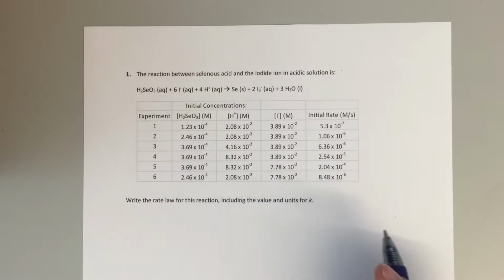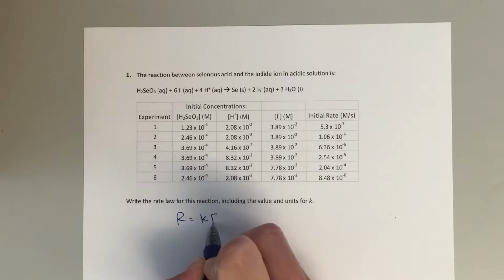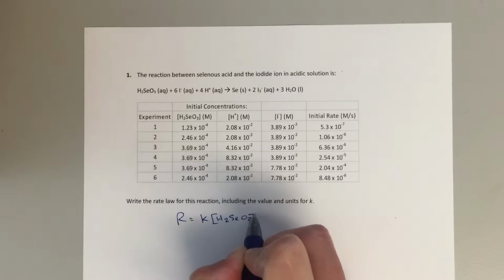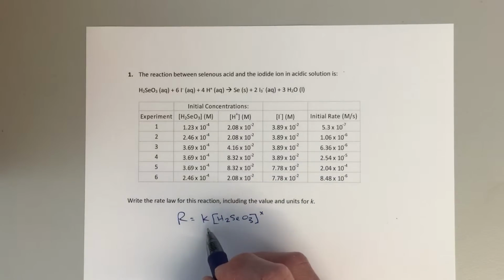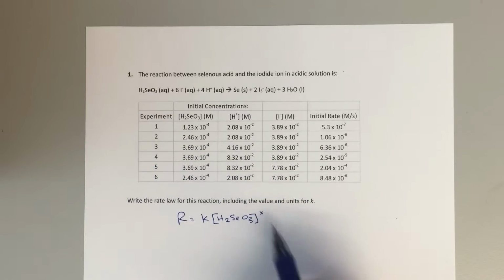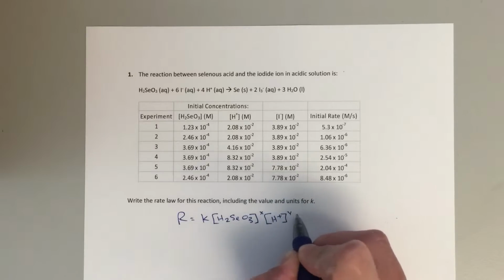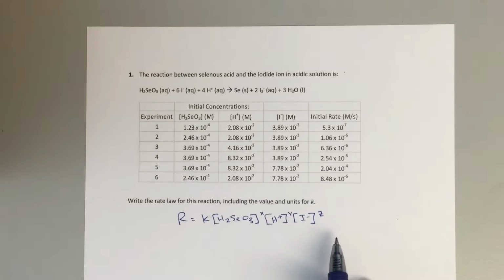So always the first thing I'm going to do is write the general form of the rate law for this reaction. And this is just going to be R, the rate of the reaction, equals K times the concentration of our different starting materials raised to some power. That is the order that we're going to be solving for. So this is the first step. This is always the first step, writing out the general form of the rate law.